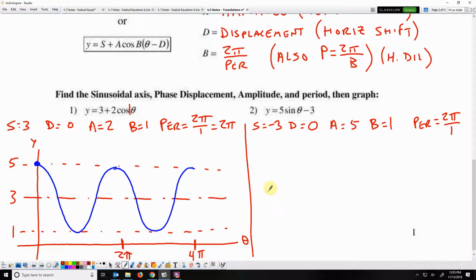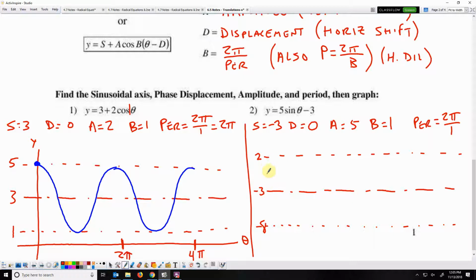Okay, so we'll draw in our sinusoidal axis. This time it is at -3. Our amplitude is 5. So we'll draw in a maximum. And we'll draw in a minimum. The amplitude is 5. -3 plus 5 is 2. -3 minus 5 is -8. So there's my maximum and minimum.